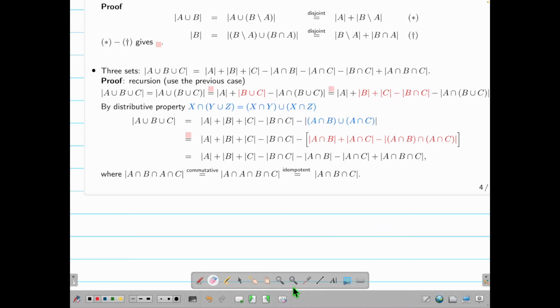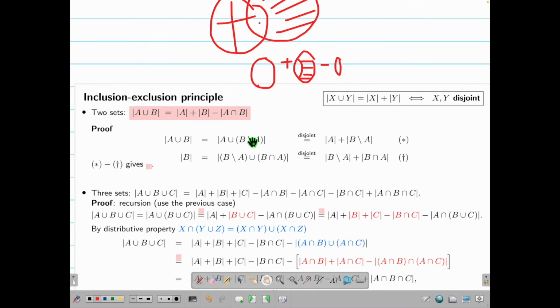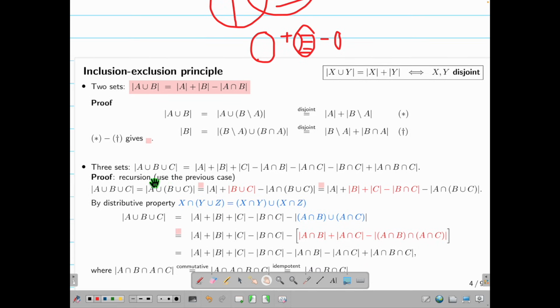And this is not just mathematics. This is also programming. This is called divide and conquer. What I did here is that I proved something for 2 sets. Now I have 3 sets. You try to use what you got previously.